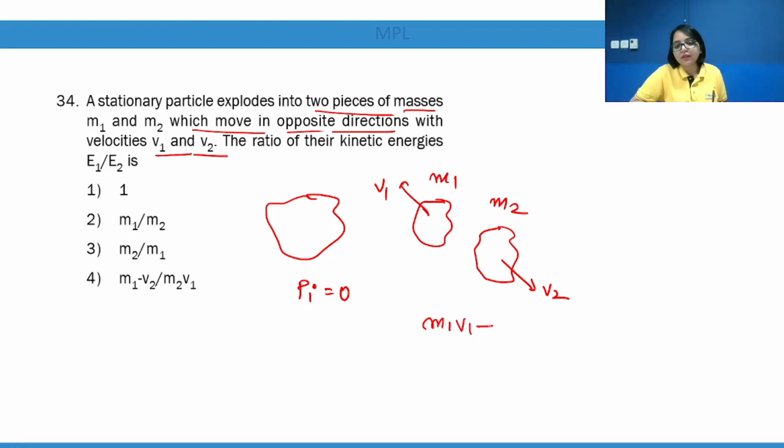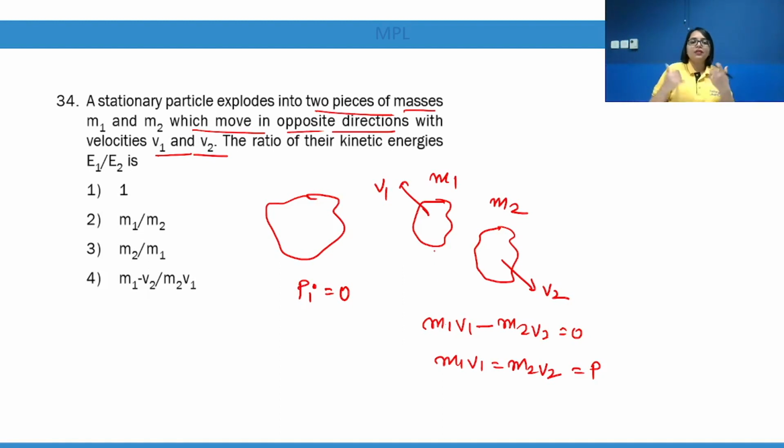So m1 v1 minus m2 v2 should be 0. So m1 v1 is equal to m2 v2, which is the momentum of each individual particle. So numerically, the value of momentum of each particle should be equal. Direction must be opposite, but the numerical value should be equal. So basically, kinetic energy is given as p square upon 2m. Right. So kinetic energy is inversely proportional to mass.